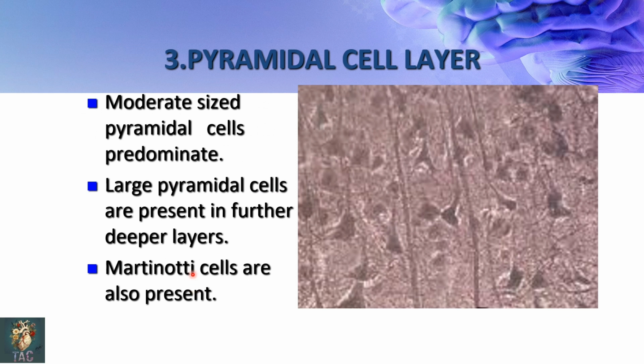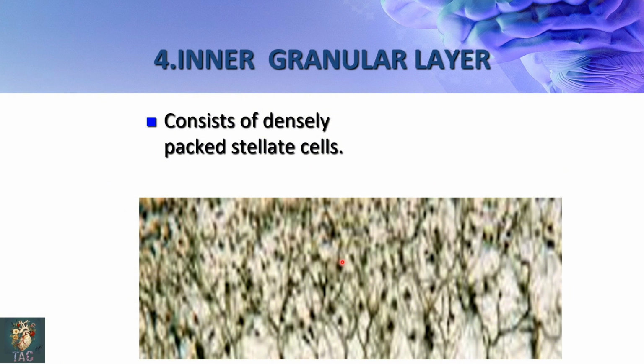The third layer is the pyramidal cell layer, which is the outer pyramidal cell layer. Moderate sized pyramidal cells predominate. So these all are the predominant pyramidal cells. Large pyramidal cells are present in the further deeper layer, and the cells of Martinotti are also present in this pyramidal cell layer. Next is the inner granular layer, which consists of densely packed stellate cells. So you can see this inner granular layer, which is densely packed by the stellate cells.